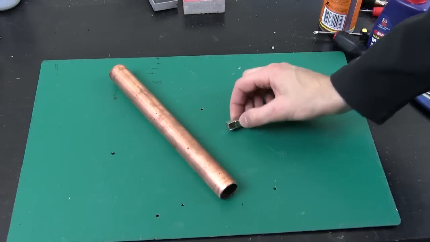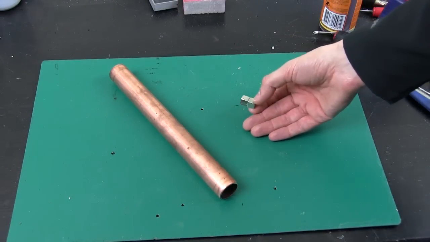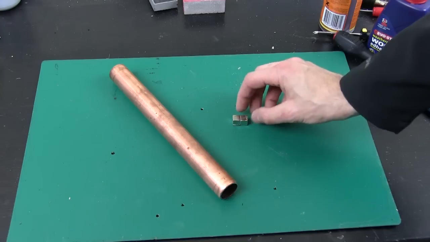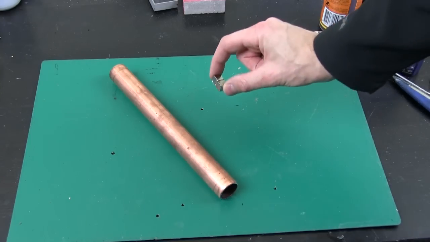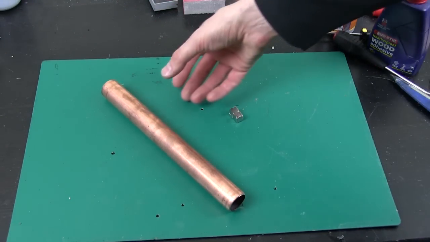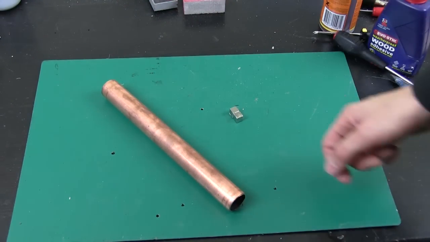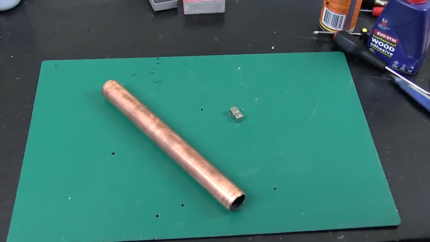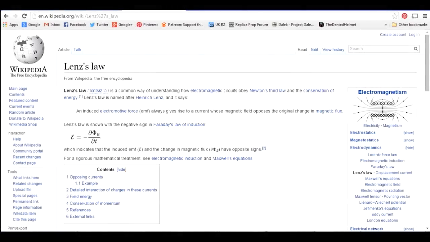So why is it that the magnet falls slower through copper than it does just through air? The reason is that as the magnet falls through or passes by the conductive material, it induces a current in the material, and that current flowing in the material, called an eddy current, makes an opposing magnetic force.